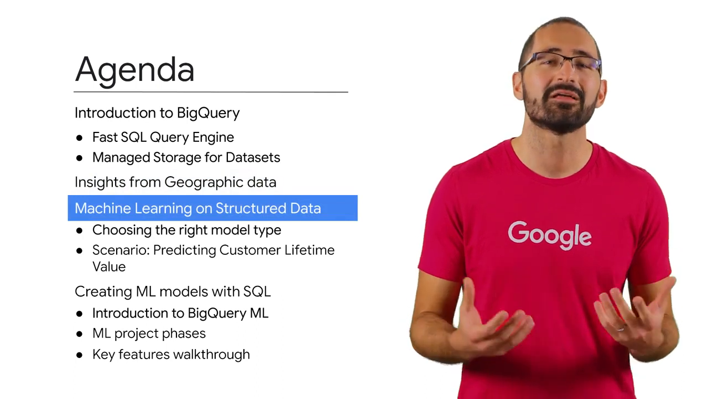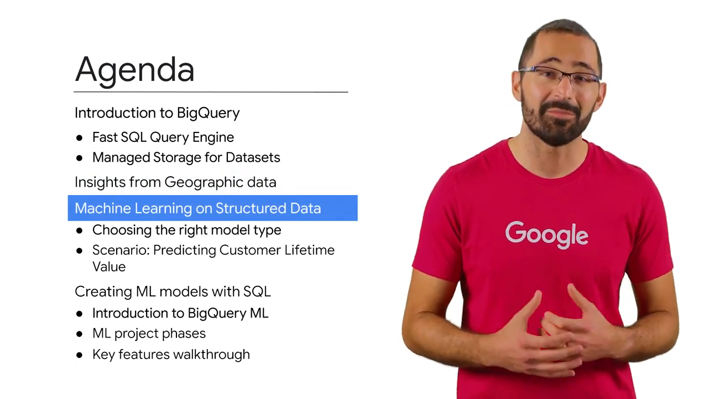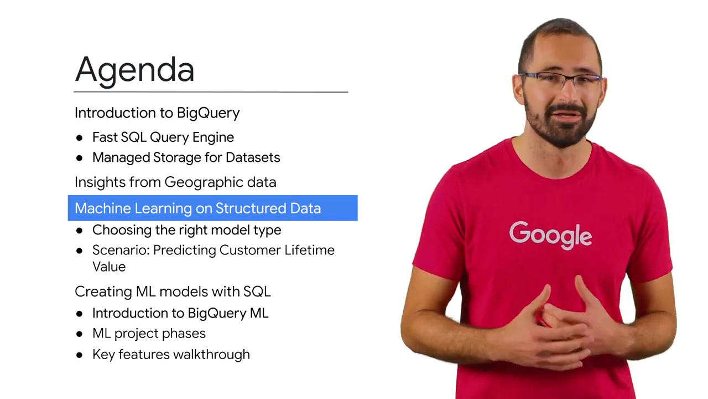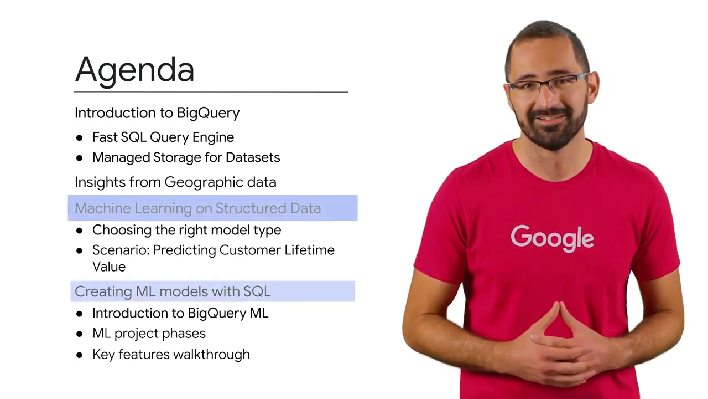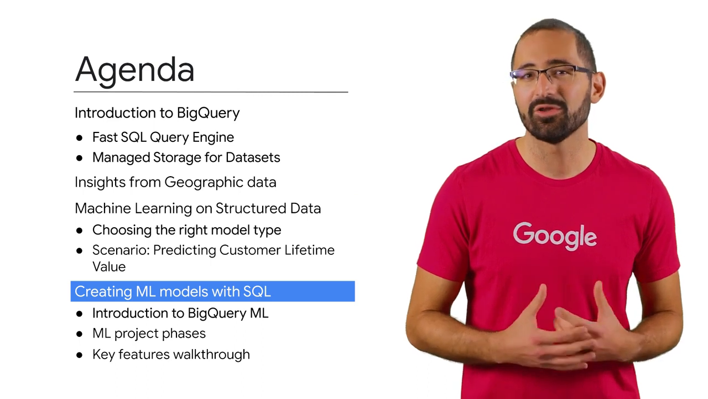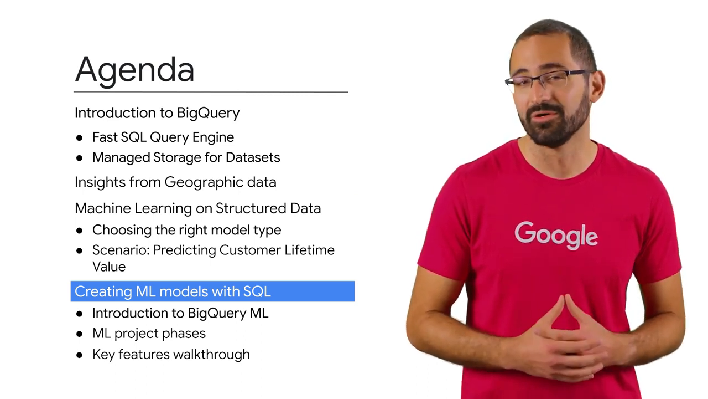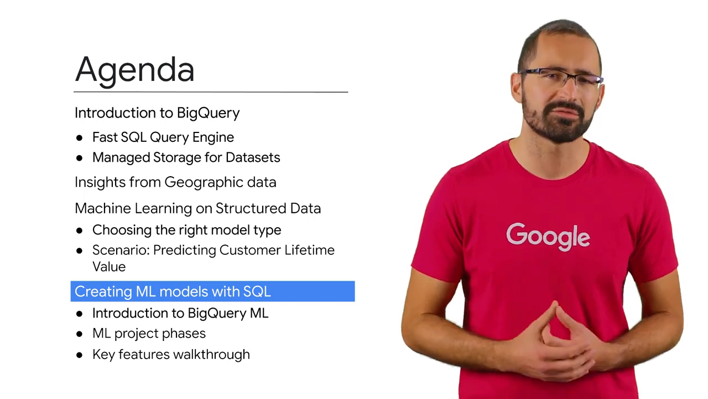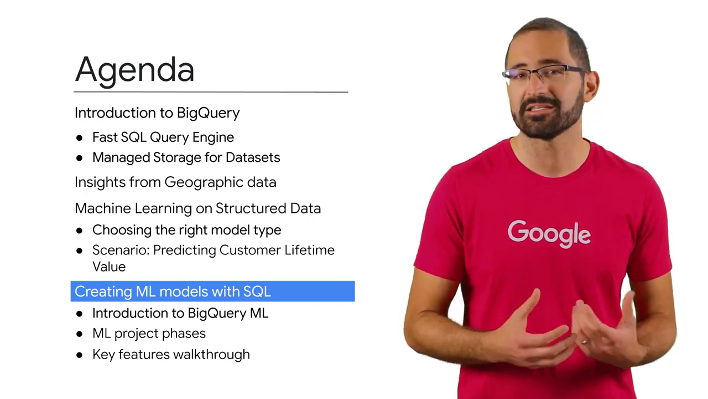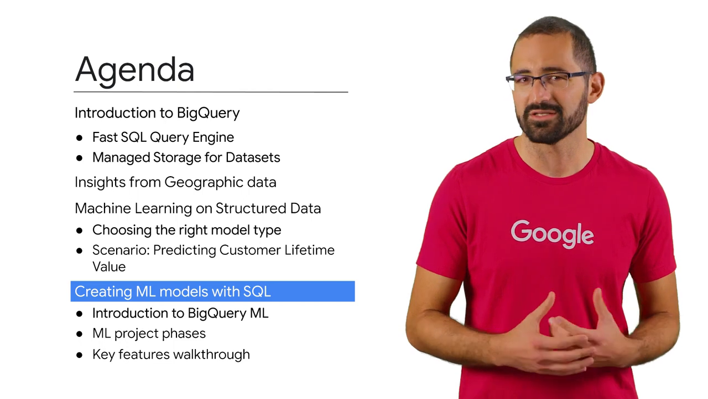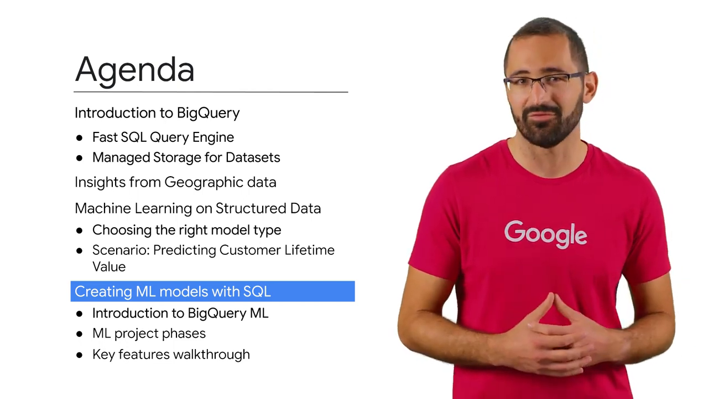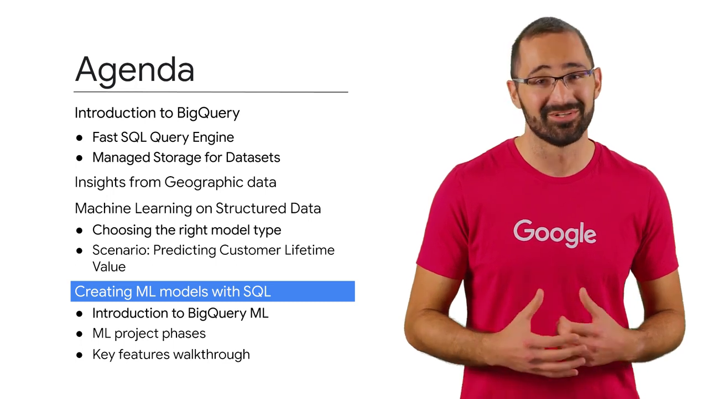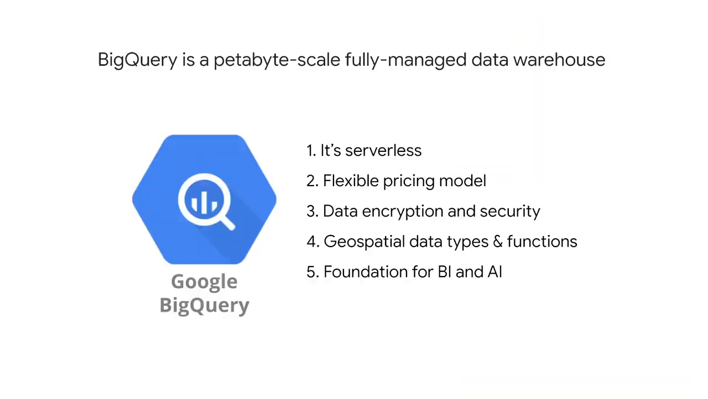Next, we'll expand on our course theme of applying ML to your datasets by looking at how to choose the right model type for your structured data. Lastly, we'll build a custom model using just SQL with BigQuery ML. I'll also show you how I commonly organize my ML projects and some advanced BigQuery ML features that let you do things like see which fields the model thinks are most important in making those predictions. Sound good? Let's get started.